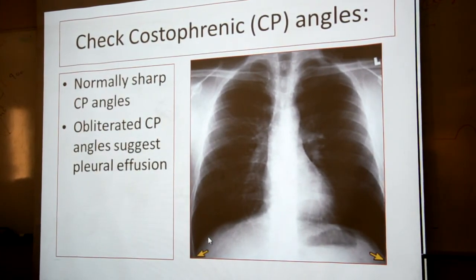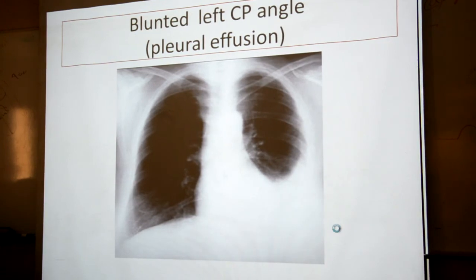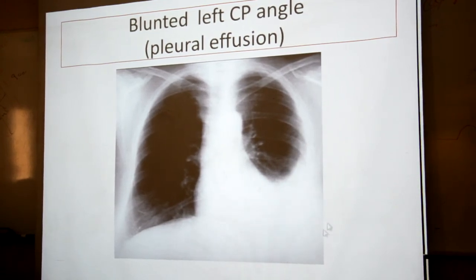Then we have to check the costophrenic angles. They are normally sharp on both sides. Here, as an example, there is blunting of the costophrenic angle slightly on the right side, and a prominent blunting on the left side with a meniscus sign because of the presence of pleural effusion.